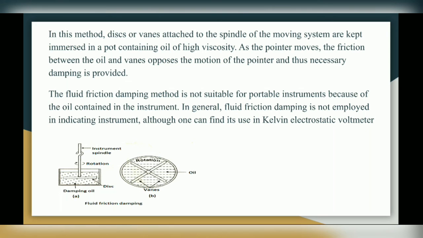In general, fluid friction damping is not employed in indicating instruments, although one can find its use in the Kelvin electrostatic voltmeter, where it is used to produce the damping torque.